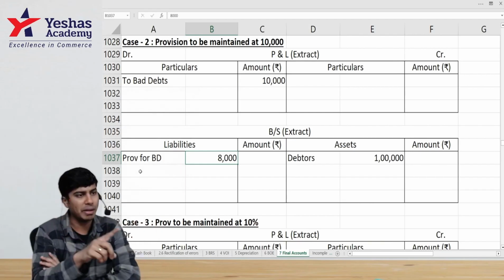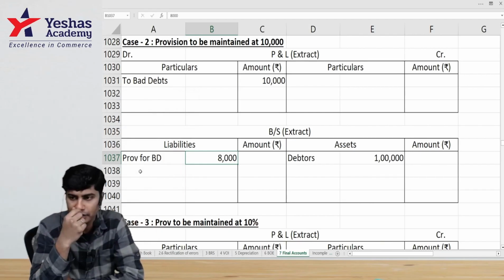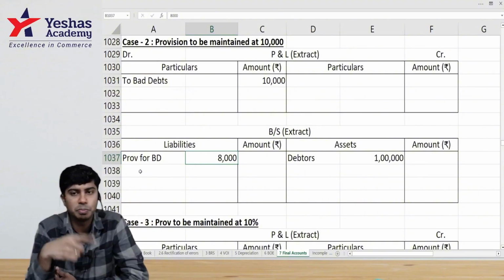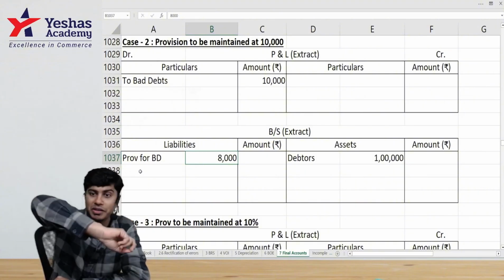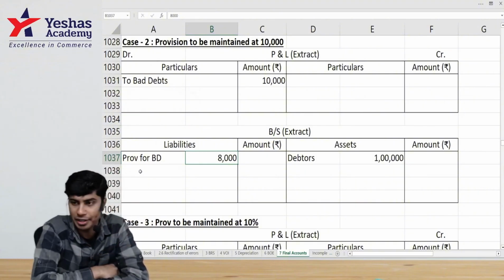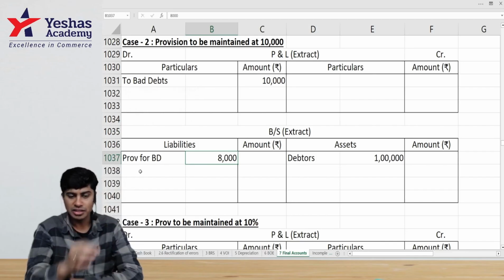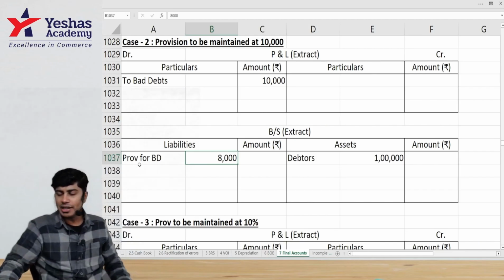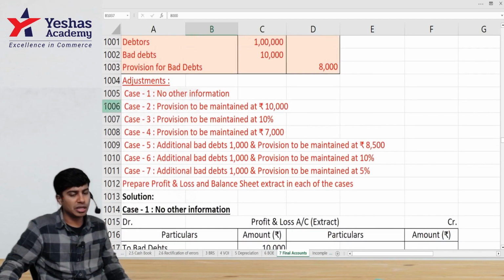I don't have to deduct bad debts from debtors because it's already deducted. I don't have to write provision to P&L because it's already charged in the previous year, and this year it's only a liability. It's not created in this year. This is data from the trial balance. Now I'll read what is given in case 2. What does case 2 say?